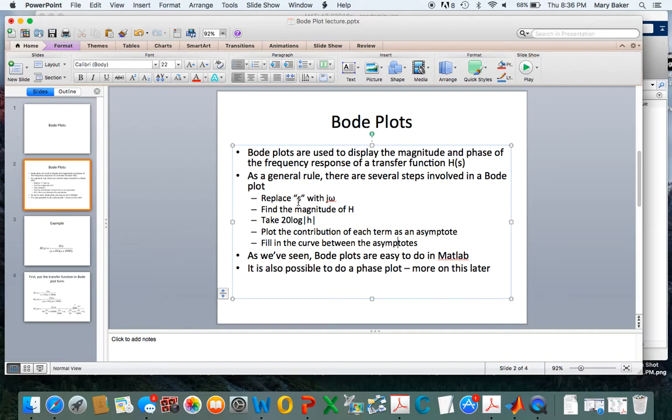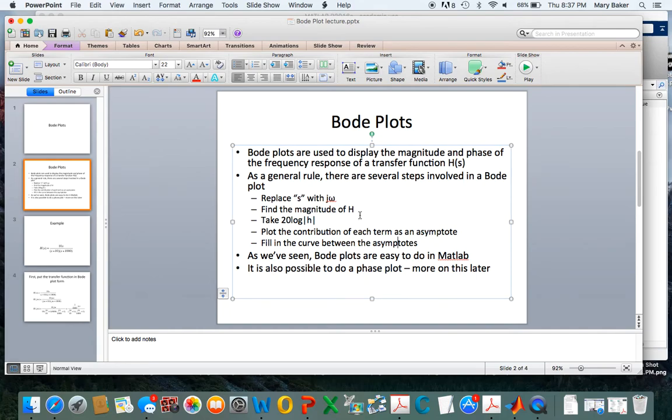Then we'll find the magnitude of that transfer function, because once we substitute j omega for s, the transfer function becomes a complex number and it has a magnitude and phase. So to do a magnitude plot, we'll take the magnitude of H. To do a phase plot, we'll take the phase of H. For now we're talking about the magnitude plot.